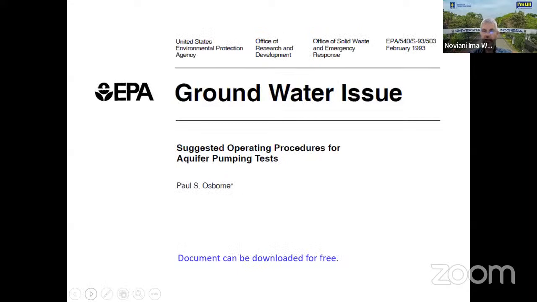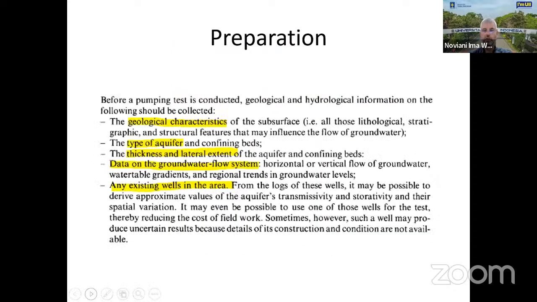This is all described in this EPA, Environmental Protection Agency, document that you can download from the internet for free. All you need to do is type into Google EPA/540/S93 and so on, and you should get access to a PDF file called Groundwater Issues, Suggested Operating Procedures for Aquifer Pumping Tests. So the following information is part of this document, and again, you can download it for free if you like to learn more about it.